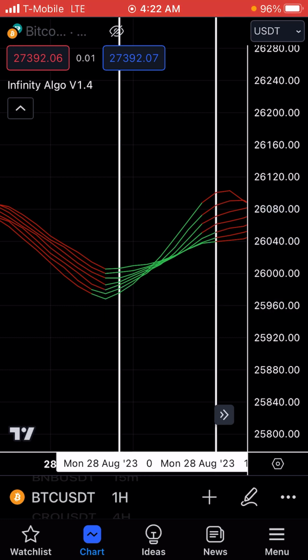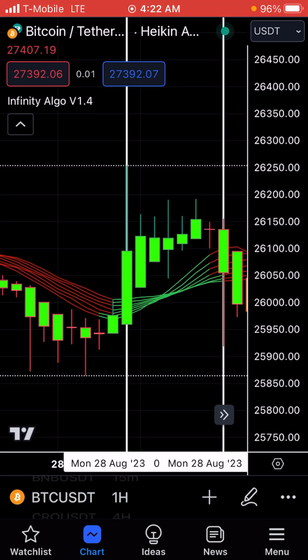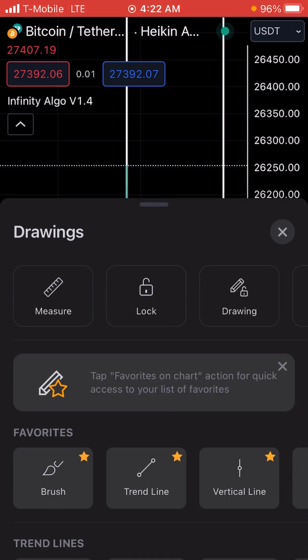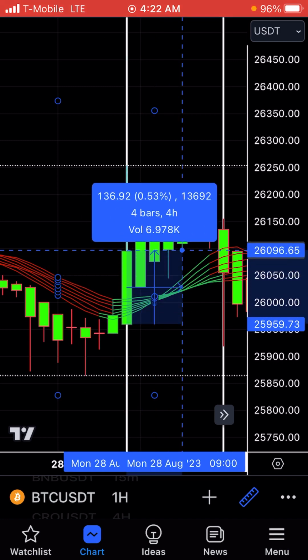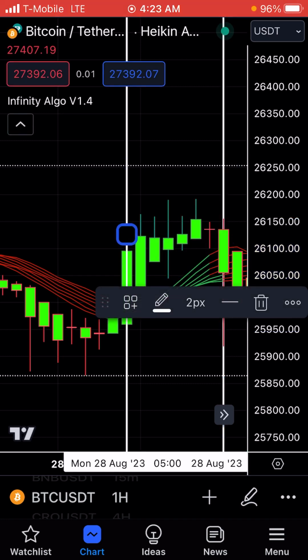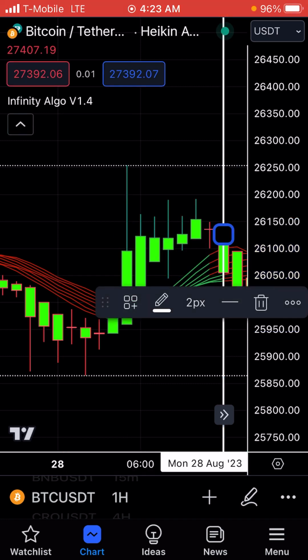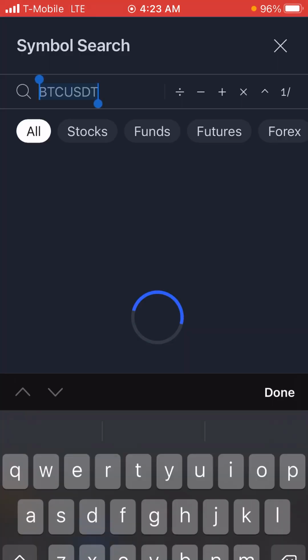So let's turn on the candles and see if we were accurate on this position. Okay, so if you came in here and you wrote it out to here, it would have been a $182 difference of price, under 1%. So let's just do this one more time with Bitcoin. Let's turn off the candles.